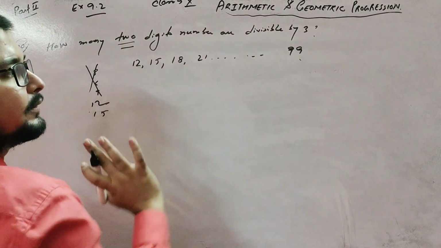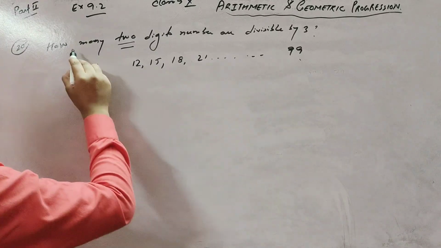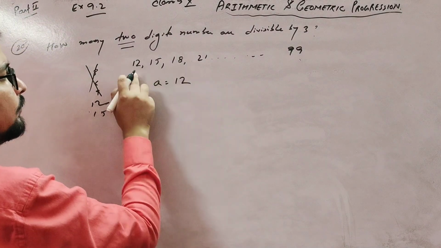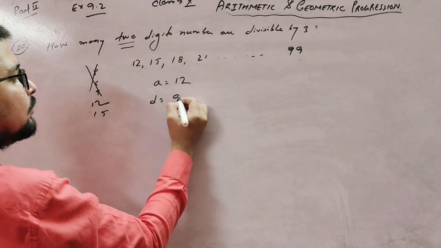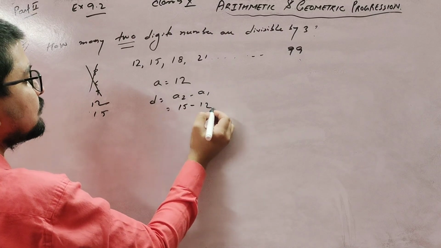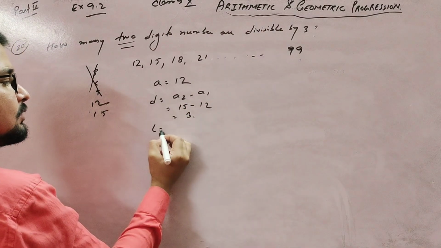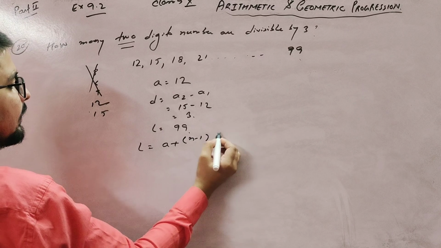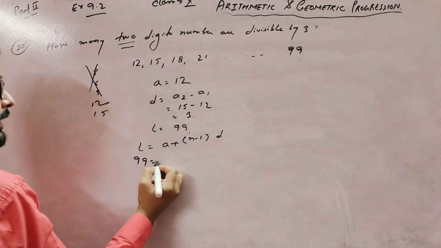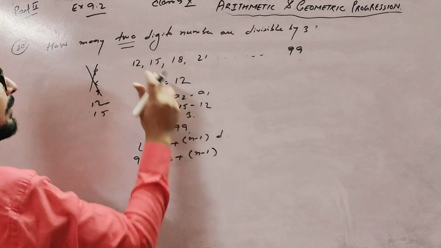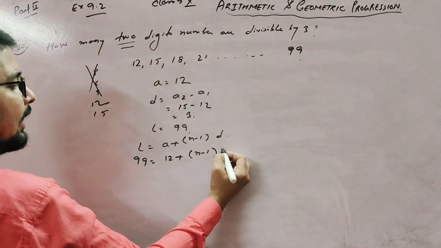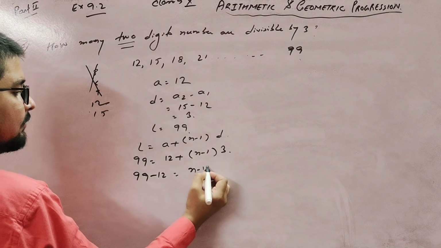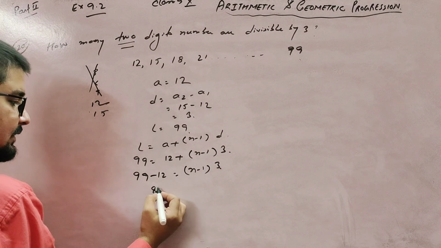Okay, so you get the numbers. This is our AP series. So how many? We just count the numbers. A is 12, the first number. The difference is A2 minus A1, that is 15 minus 12, that is 3, and the last term is also given, 99. So the formula is L equals A plus n minus 1 d. In place of L we write 99, A is 12, we don't know n, that means how many numbers there are, and D is 3. So 99 minus 12 equals n minus 1 into 3, that is 87.